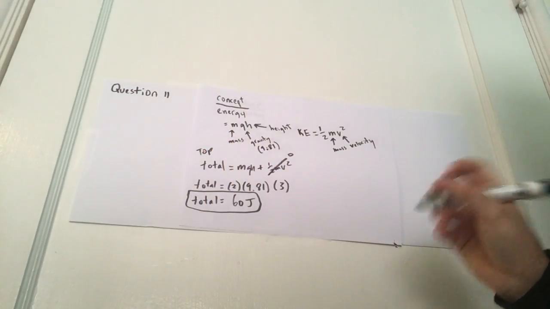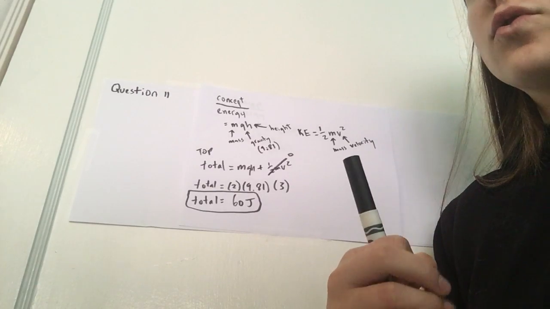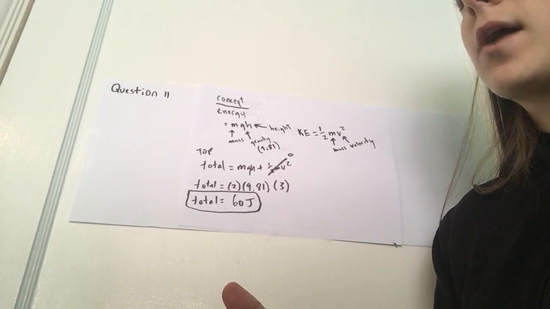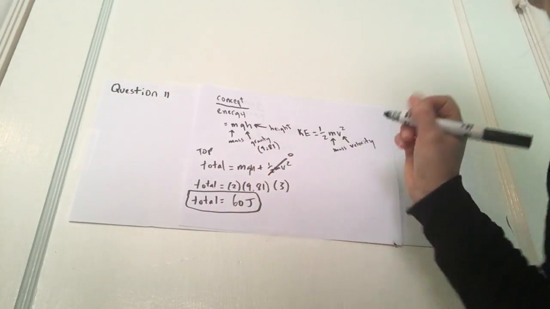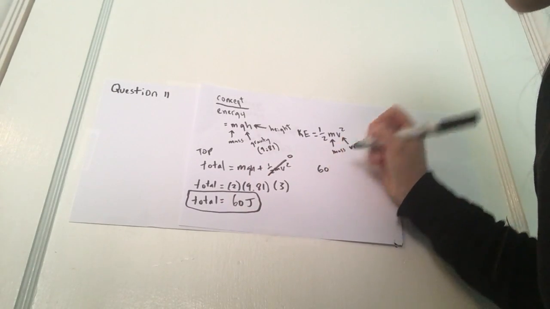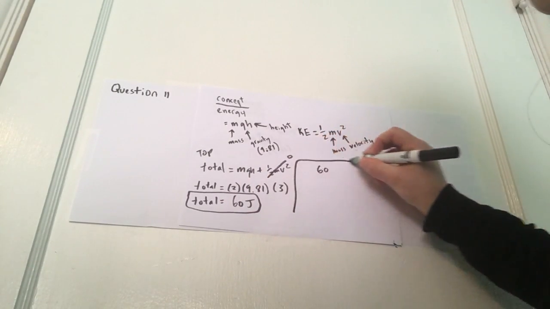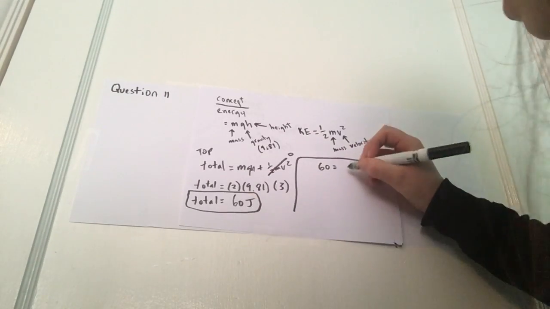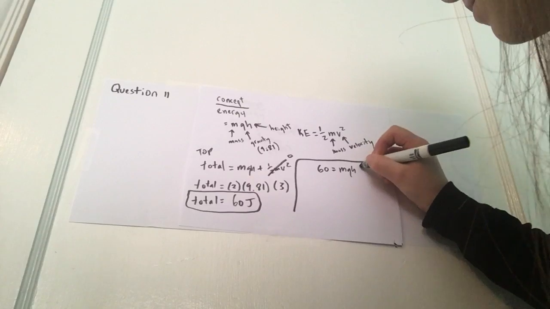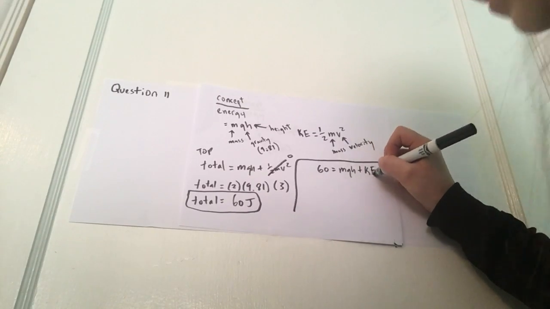So that's the total amount of energy at the top at 3 meters, the height we're dropping it from. Now I'm going to use that to find the amount of kinetic energy the object has at 1 meter. So I'm going to plug in 60 right here. Here, I'll just make a separate box, to make it more clear. 60, so that's the total at the top. And then mgh plus kinetic energy.